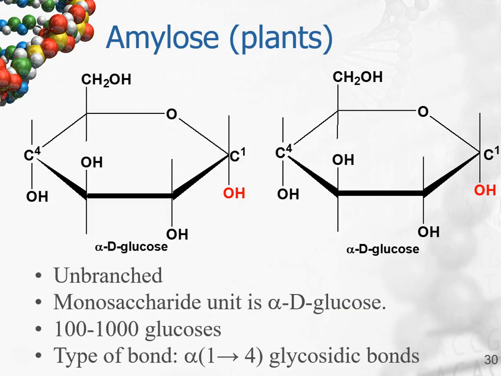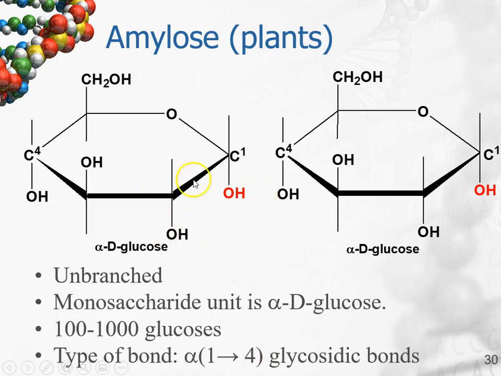So amylose, what does it look like? Its monomer unit is alpha D glucose. So all of the monomer units are alpha D glucose. It's not like cellulose, which was beta D glucose. These are alpha D glucoses. So anywhere between 100 and 1,000. And here we have the alpha 1,4 glycosidic bonds.